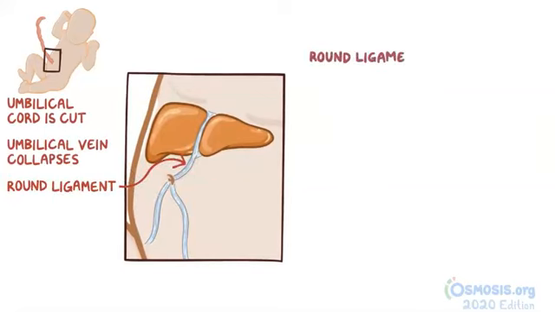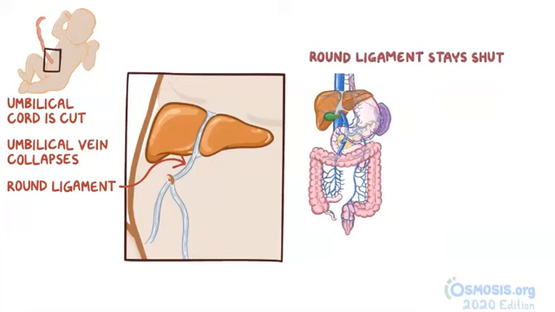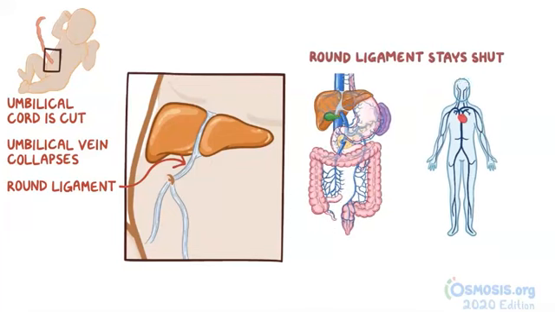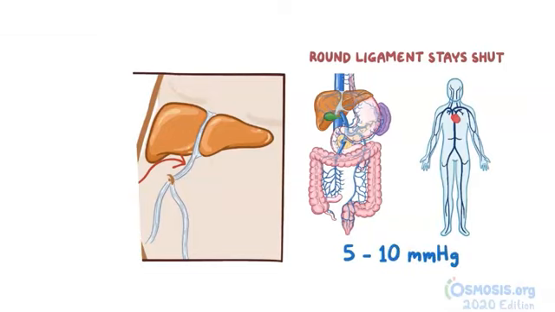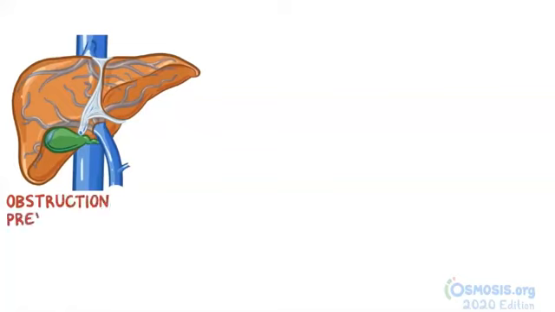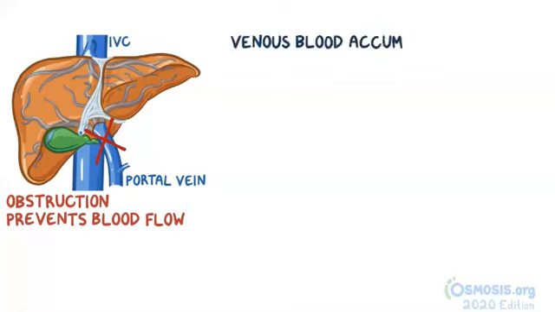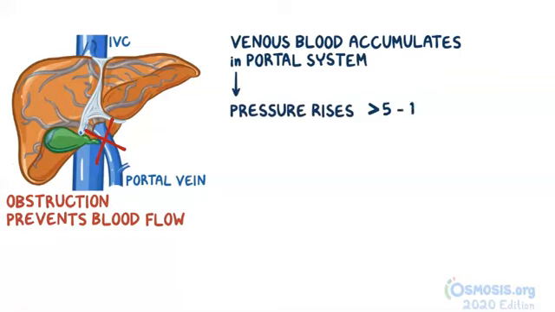Normally, the round ligament stays shut because pressures in the portal venous system and the systemic venous system are the same, between 5 and 10 millimeters of mercury. But in some situations, an obstruction may prevent blood flow from the portal vein towards the inferior vena cava. When this happens, venous blood accumulates in the hepatic portal system, causing pressure to rise above 5 to 10 millimeters of mercury, which defines portal hypertension.